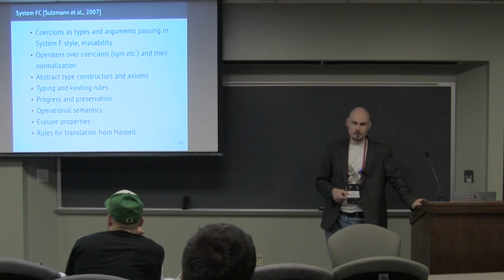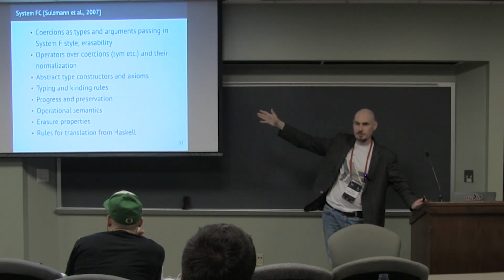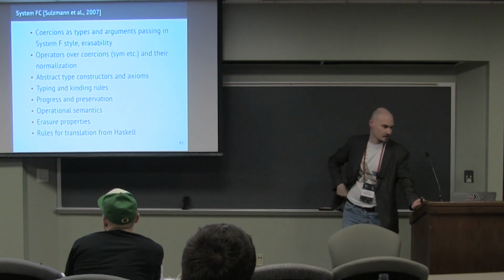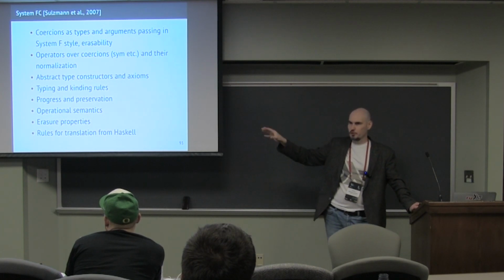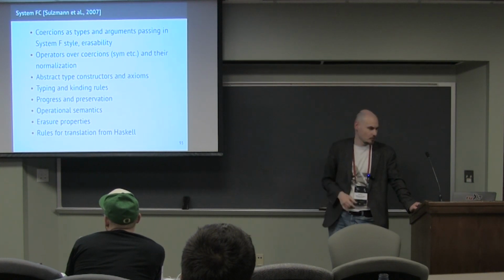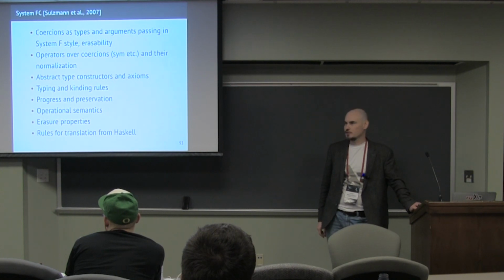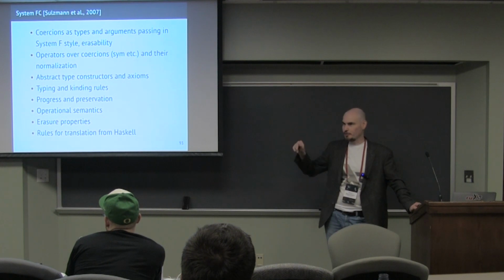And then other things, so axioms were developed, these abstract type constructors, that is, type level functions like type families. They were introduced in this paper. Progress and preservation were proved for this system FC, since otherwise it would be unwise to use this system in Haskell. So everything is proved. Operational semantics defined, rules for how to translate Haskell into this new system. Everything was done in this paper. So just look at the paper if you're interested.